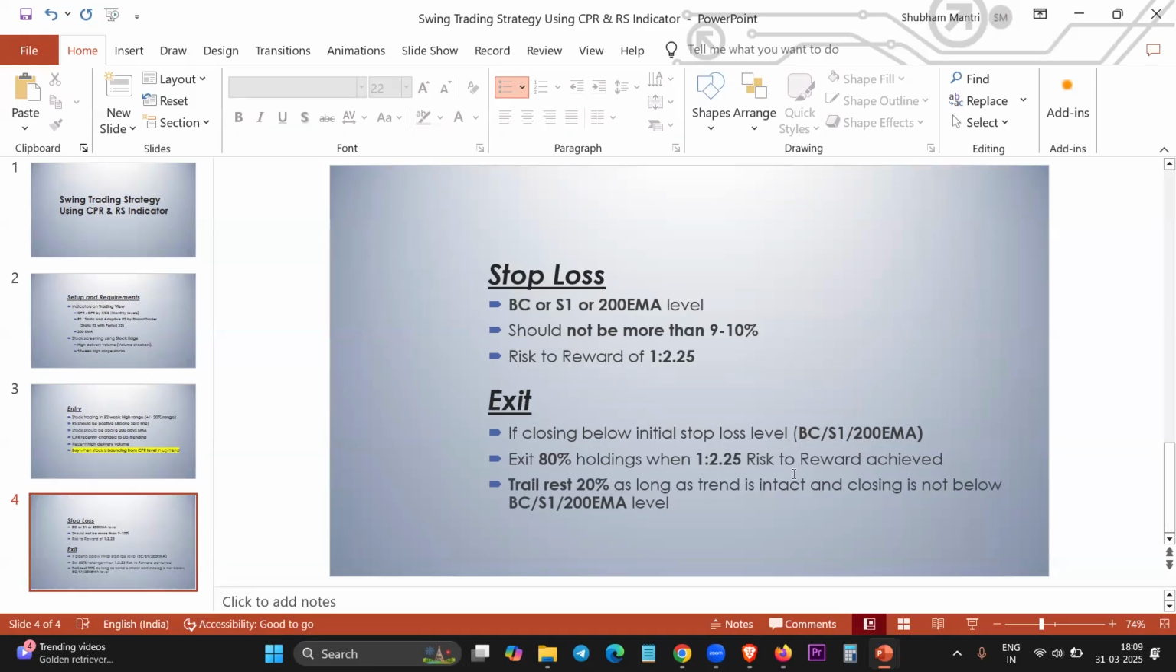The remaining 20% of holdings we will trail until the uptrend is intact, that means the CPR uptrend is intact, and only if the stock gives a closing below BC, that means bottom CPR, or S1 or 200 days EMA level, then only we will fully exit the stock. So yeah, that's it for the exit strategy.